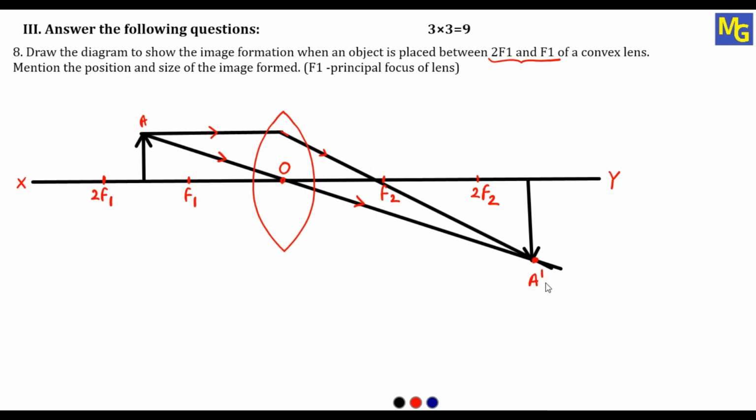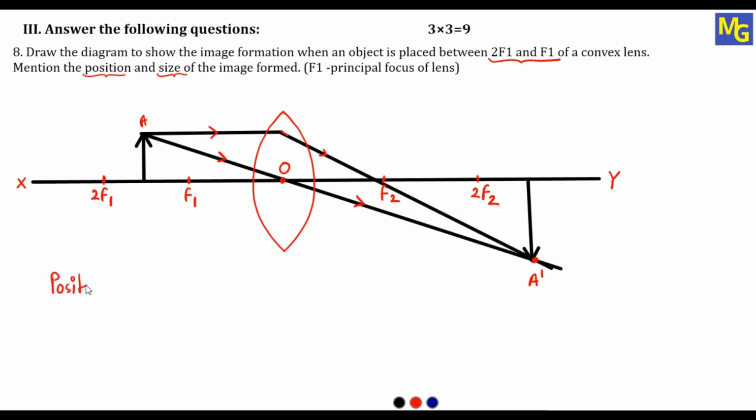Now we have finished the first part, because this question is divided into 2 parts. Draw the diagram to show the image formation, I have completed the drawing of this diagram. Now we have to mention the position and size of this image. What is the position? You can see this is 2F2, and beyond 2F2 we are getting our image. So the position is beyond 2F2.